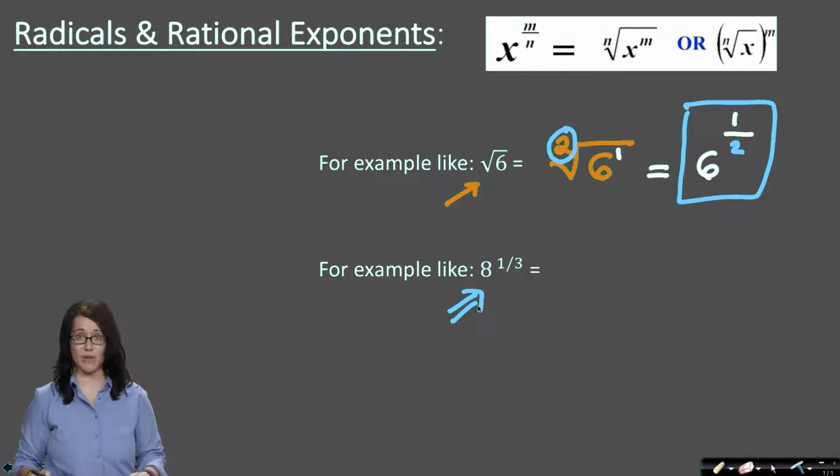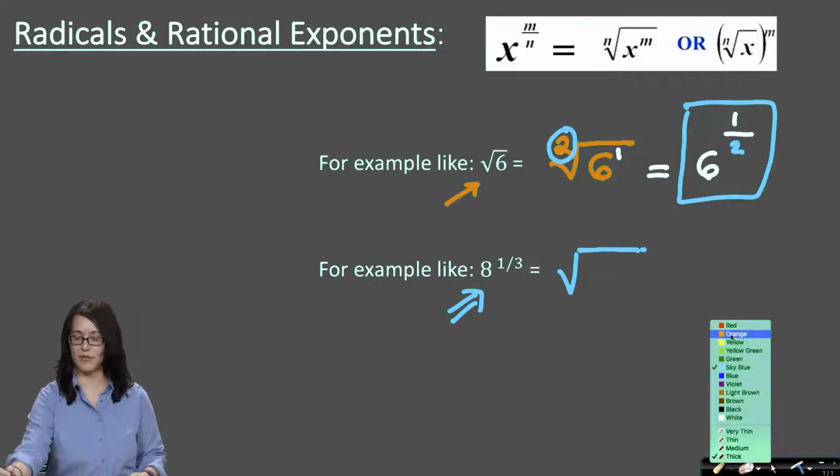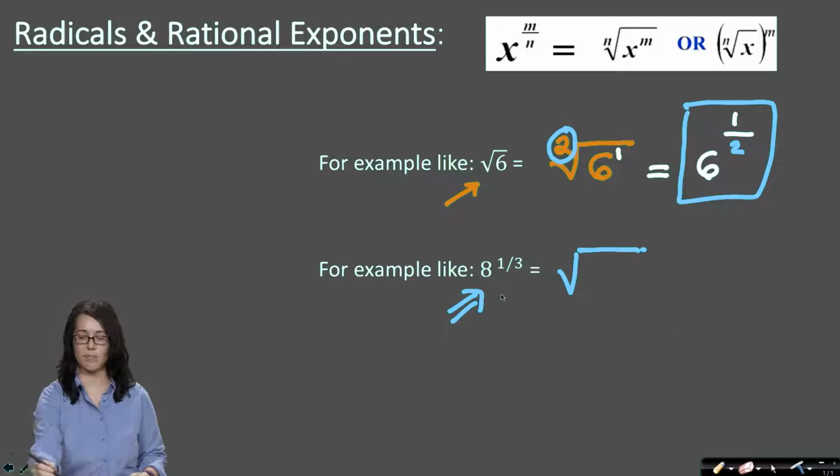Okay, let's go the other direction, shall we? Suppose you have 8 raised to the power of 1/3. How would you go about rewriting that as a radical instead of the rational exponent that they have right now? So you'd begin with a radical symbol. Now who goes underneath it? That's just your base, isn't it? So your base is 8, so that's what goes as your radicand underneath the radical symbol.